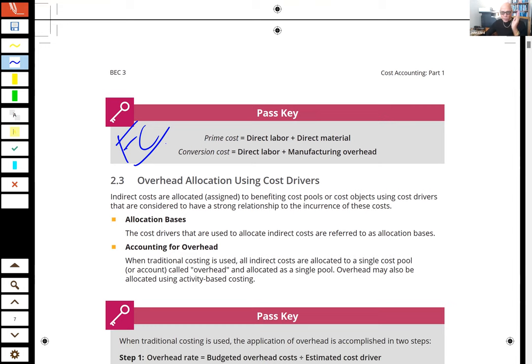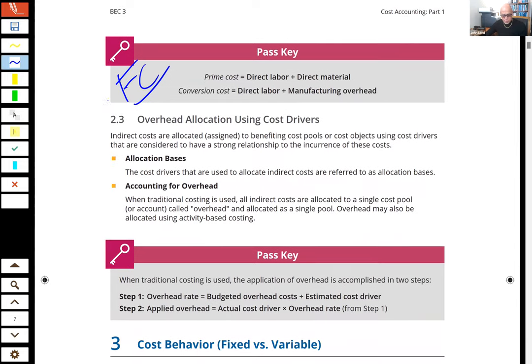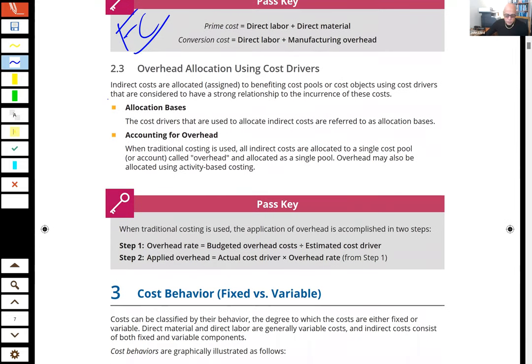I get students sometimes asking, well, why is it? I don't know. Because some fool decided to put them in these categories. I stare at that sometimes and I'm like, well, who says? To me, it would have been fine to say that prime cost is direct materials and conversion costs are direct labor and manufacturing overhead and just leave it at that. I don't know why they got to say that direct labor is a prime cost. Somebody just decided to do that. So just flashcard that.